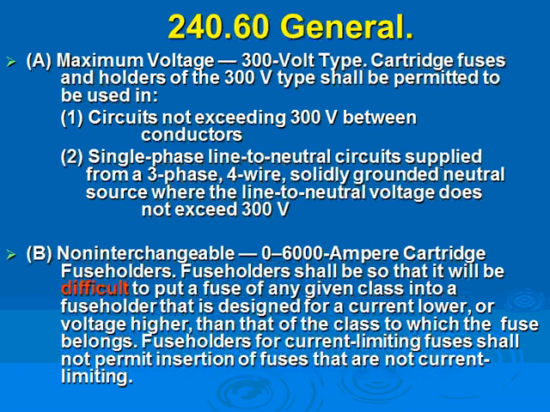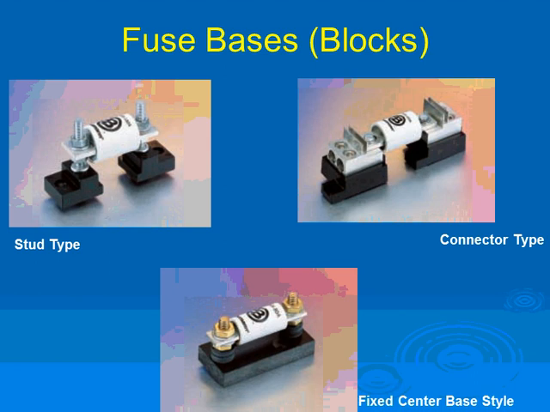Non-interchangeable, they go from 0 to 600. You shall not put a fuse with a higher amp rating in a fuse holder with a lower amp rating, or a fuse with a lower voltage rating in a fuse holder with a higher voltage rating. Right? So you have to match the fuse holder to the fuse, amp-wise and voltage-wise.